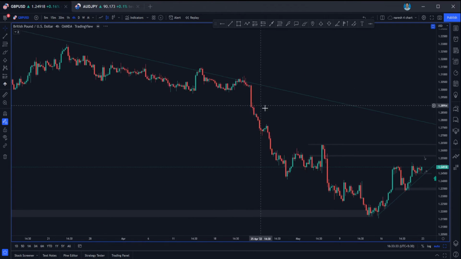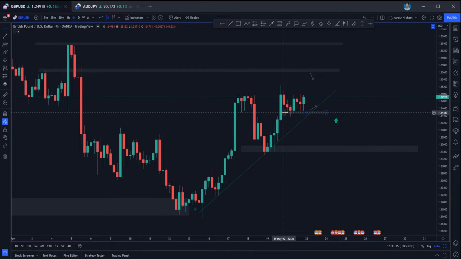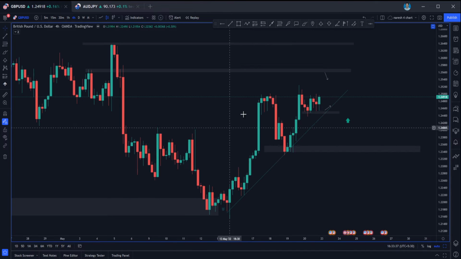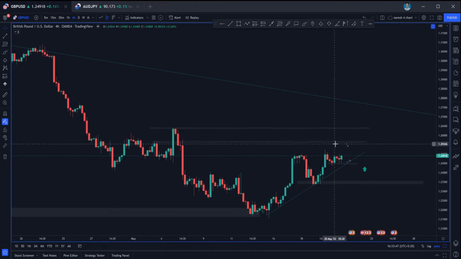So next would be GBPUSD, guys. GBPUSD is also similar to EURUSD and AUDUSD. It is an uptrend in the 4 hour time frame, and I'll be looking for only long entries right now. So if it is holding this level and moving up, I'll be looking for long entries and target this level.